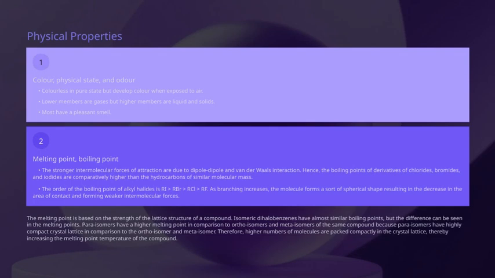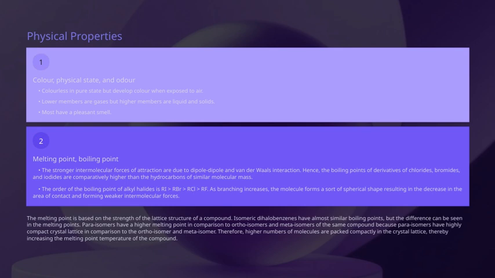The melting point is primarily determined by the strength of the lattice structure of a compound. When we look at isomeric dihalobenzenes, their boiling points are quite similar, but the melting points tell a different story. You see, para-isomers tend to have higher melting points compared to ortho and meta-isomers. This is because para-isomers form a more highly packed and compact crystal lattice. The more molecules are packed tightly in the crystal, the higher the melting point because it takes more energy to break that structure apart.